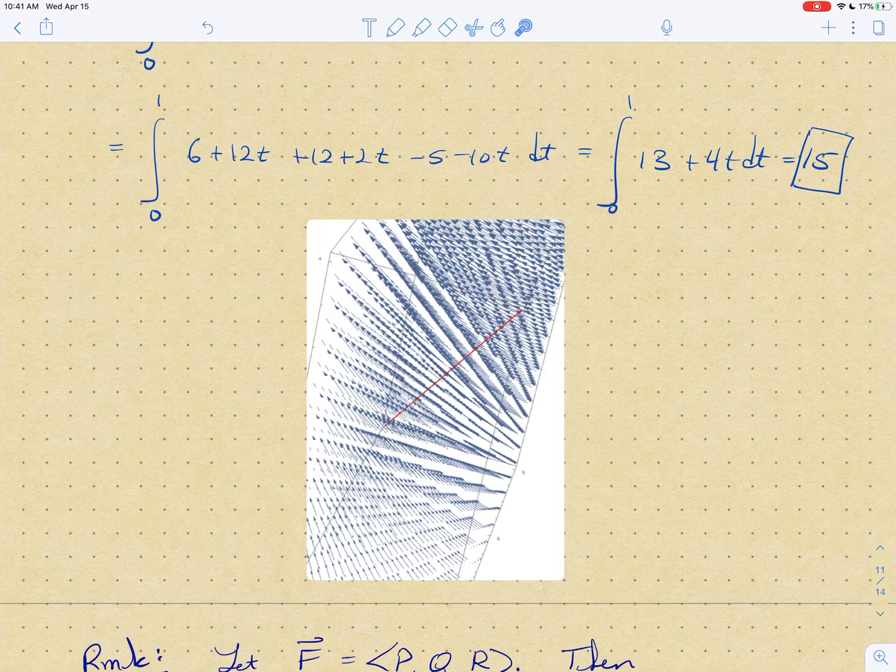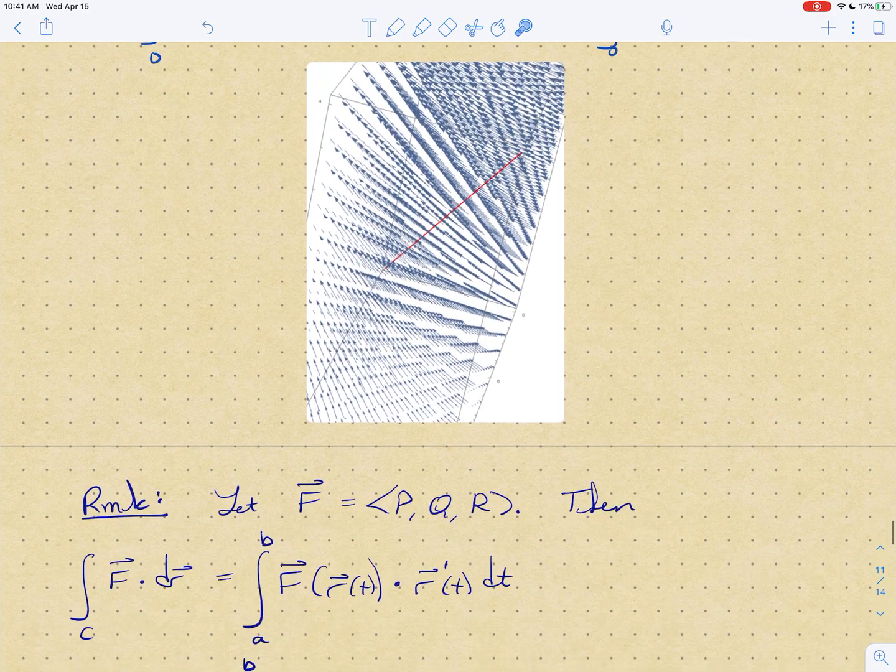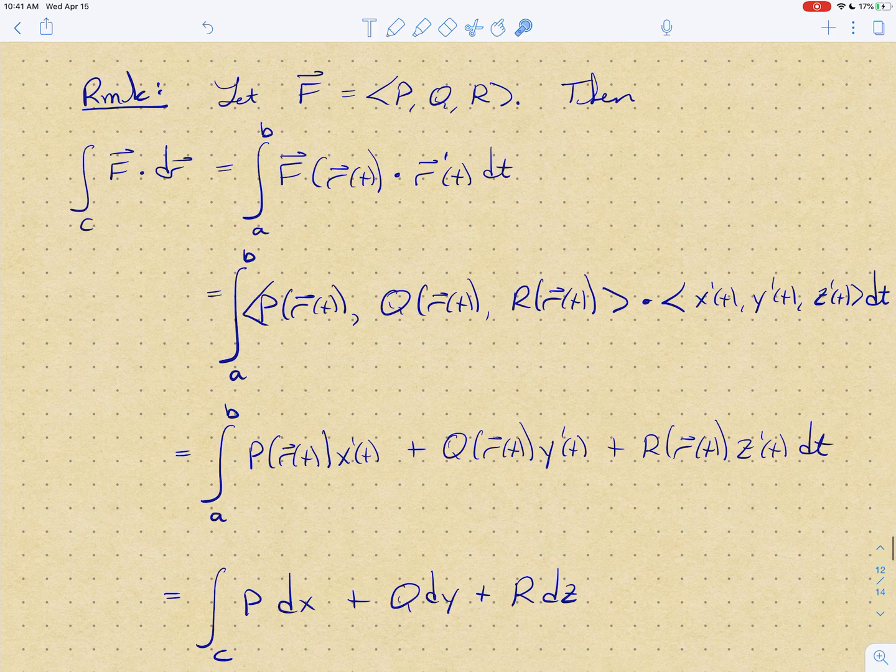I'll end this video series with a couple of comments and then just one last example. I think we'll combine this into one video. I wanted to show you the connection between line integrals of vector fields and line integrals with respect to x, y, and z. This will just take a moment.